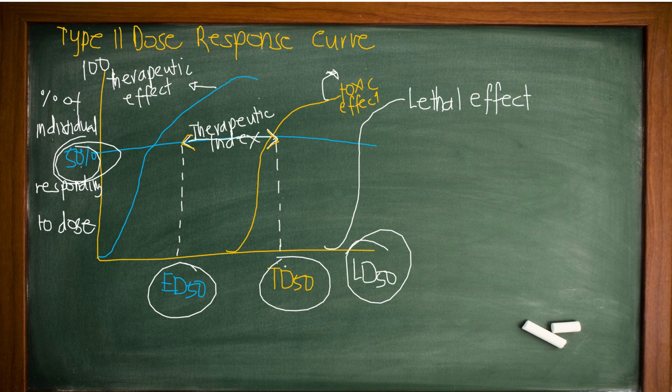Your ED50 is the effective dose where 50% of the population responded effectively, meaning they were treated. Your TD50 is the toxic dose where 50% of the population experienced toxic side effects. Your LD50 is the lethal dose where 50% of the population responded lethally or died. So that is all about your type 2 dose response curve.